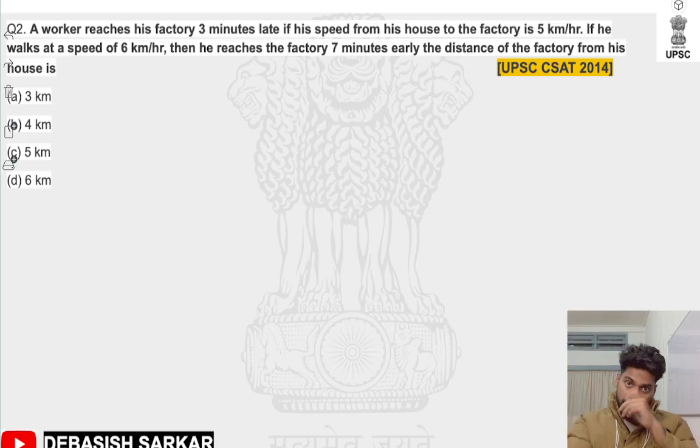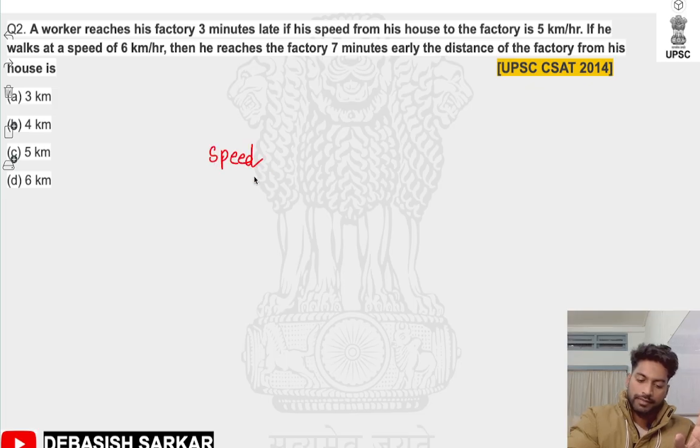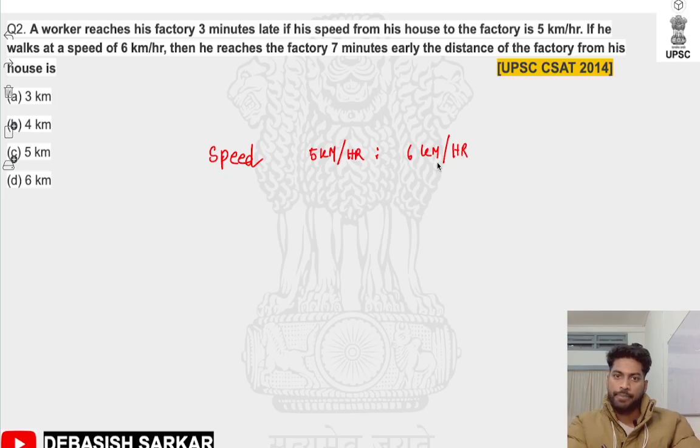So look, I'll give you a concept here. First make the ratio of their speed. The speed ratio is 5 km per hour and 6 km per hour. Now from here just remember one thing. If you have the ratio of the speed, you can make the ratio of time. So we can make the time ratio.